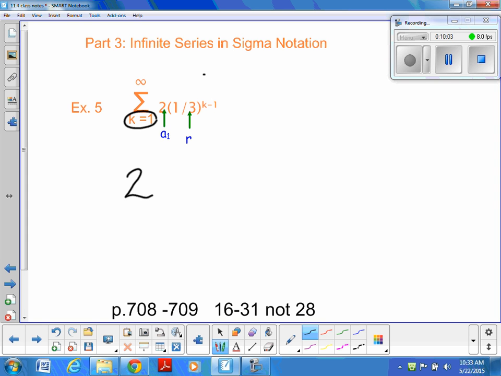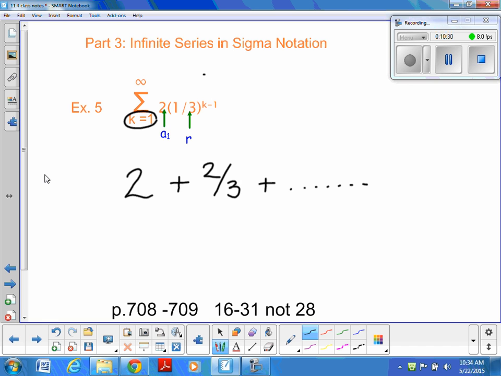And I'm going to do one more because I need to figure out what my ratio is. My next number is not going to be a 1, it's going to be a 2. What's 2 minus 1? 1. 1/3 to the first is 1/3, times 2, 2/3. Plus, and it just keeps going. Are these numbers getting bigger or getting smaller? They're getting smaller, so can we find the sum?